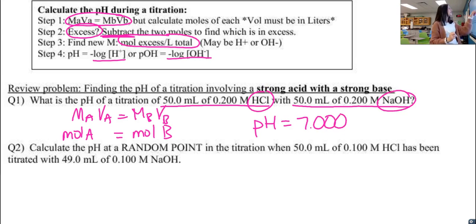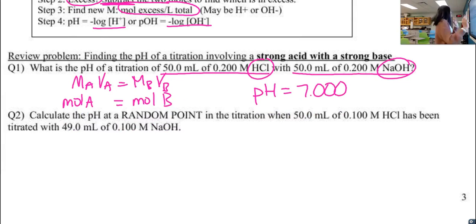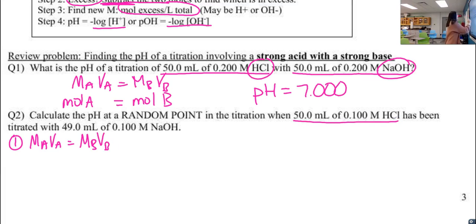Now let's give it 3 sig figs since I've got 3 sig figs on my molarities. Okay. Now let's see what happens if it's a random point in the titration. Again, we've done these already, so let's see how we do here. Step number 1, we said we're going to do our MAVA equals MBVB. So let's fill this in. I've got 50 mils of a 0.1 HCl and 49 mils of a 0.1 NaOH.